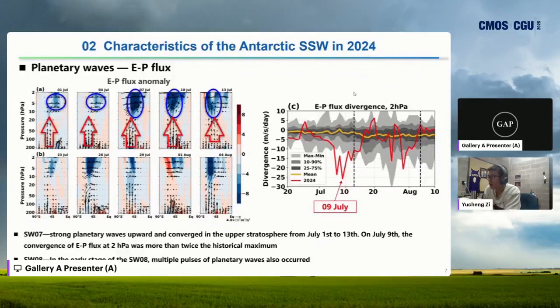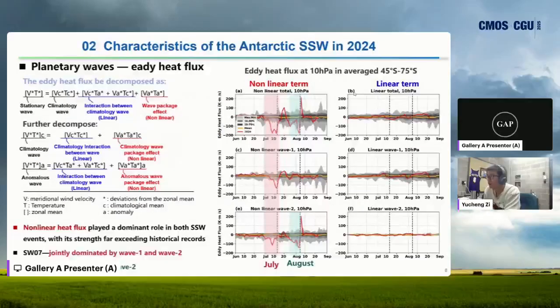And before the August SSW, multiple planetary waves also occurred.